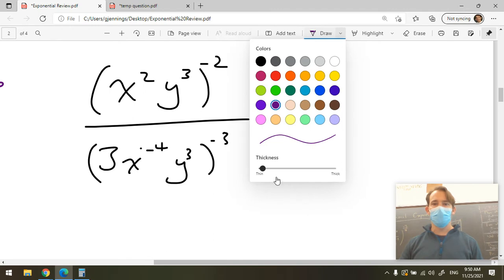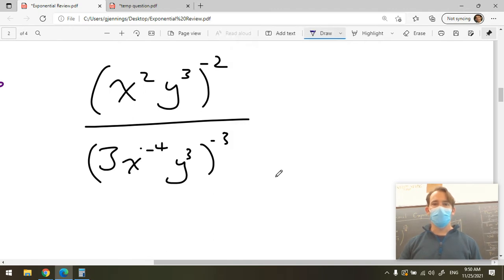Camden had a lovely idea. He said, Mr. Jennings, I noticed that you have a negative power on top and a negative power on the bottom. Can I just flip the whole thing? Yeah, you can here. That's cool. You could take this one.